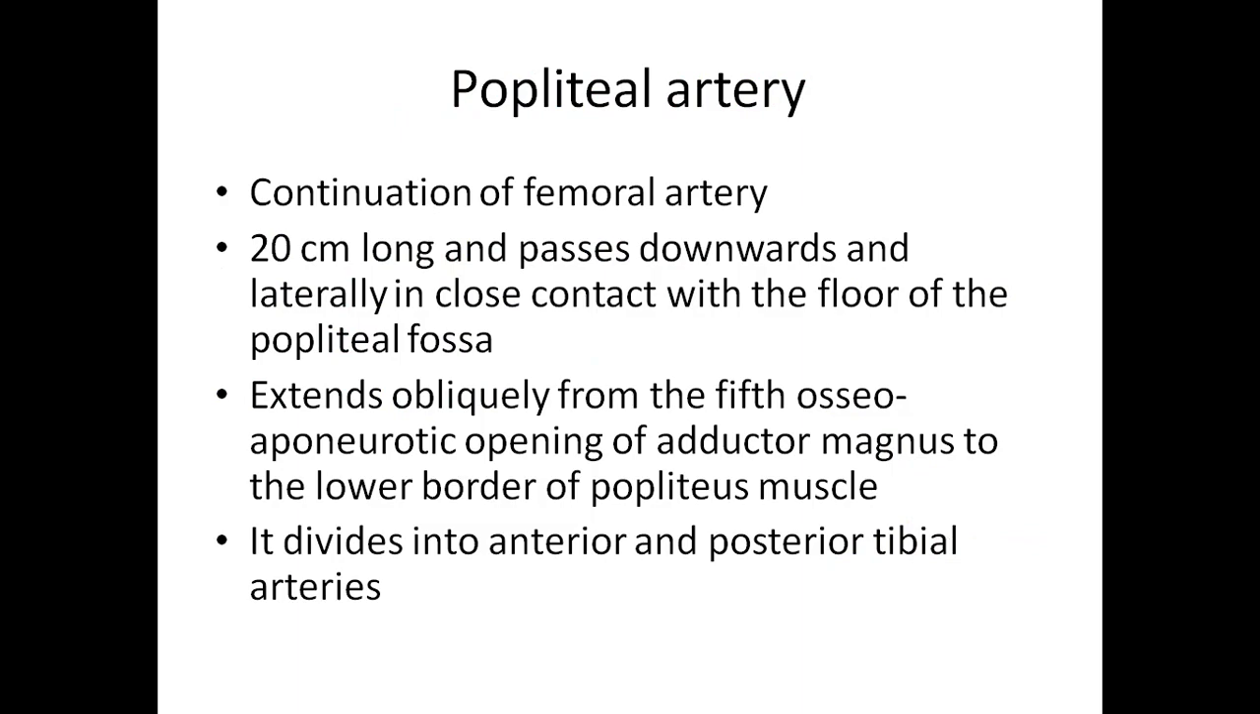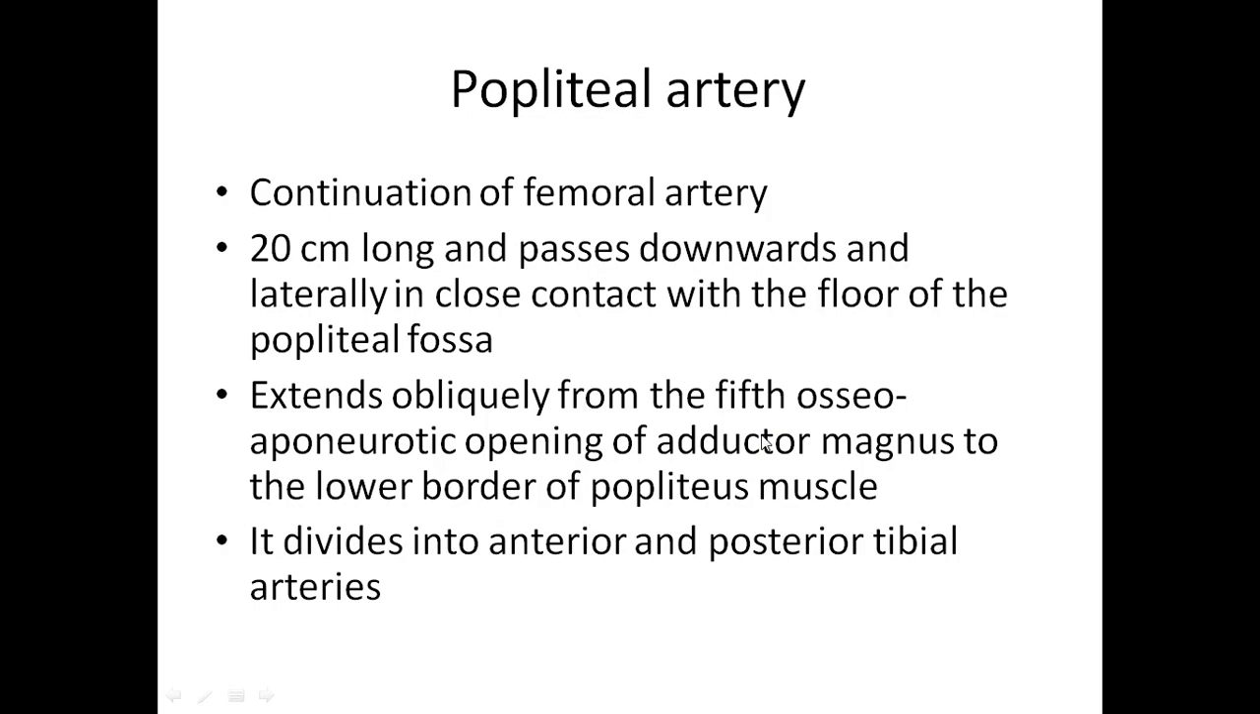Now to the next artery, the popliteal artery. The popliteal artery is located in the popliteal fossa, and hence the name. It is a continuation of the femoral artery. Approximately it's around 20 centimeters in length. It passes downwards and laterally, lying in close contact with the floor of the popliteal fossa. It extends obliquely from the 5th osteoaponeurotic opening. Instead of that, you can just call it the hiatus magnus of adductor magnus. It's a large opening.